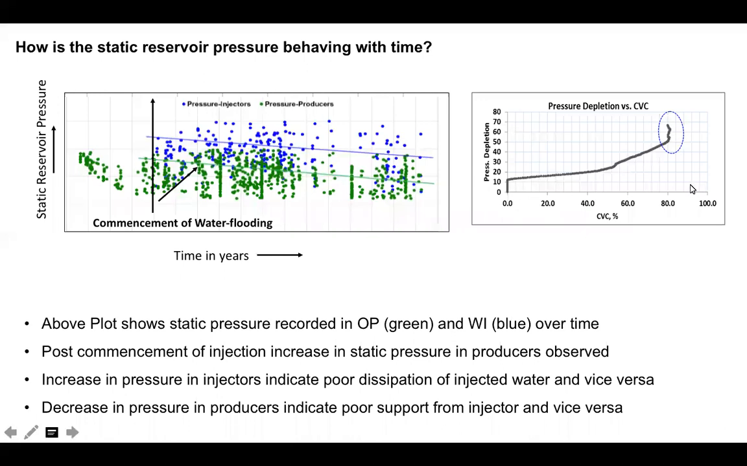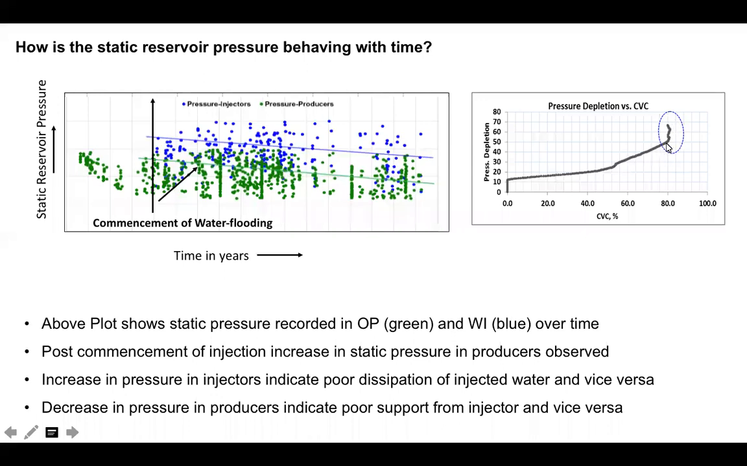This is another kind of plot which you can plot with pressure. The pressure depletion is in the y-axis, and the CVC, or the cumulated voidage compensated, is in the x-axis. By pressure depletion, I mean, again, current pressure to original pressure. So ideally, the graph should be flat. But here we see some problem happening, because the graph is going vertical. So the pressure is depleting in the field, but the cumulative voidage compensated is not increasing.